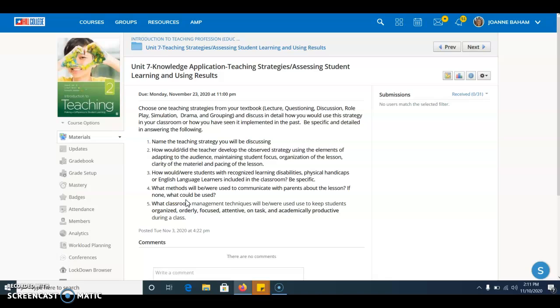Number 4 is what methods will be or were used to communicate with parents about the lesson. If none, what could be used? And then number 5 is what classroom management techniques will be or were used to keep students organized, orderly, attentive, on task, and academically productive. So it's kind of similar to number 2, but one is looking at it from the teaching side, and the other is looking at it from the classroom management student side to keep them actually on task. So what were the actual techniques put into place and how?